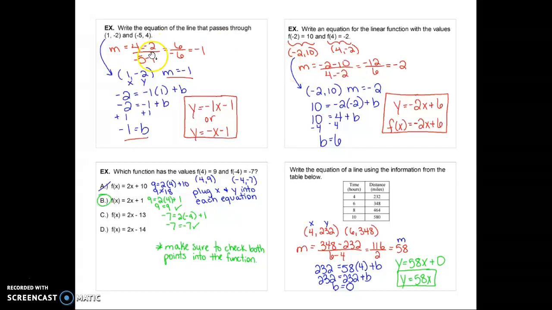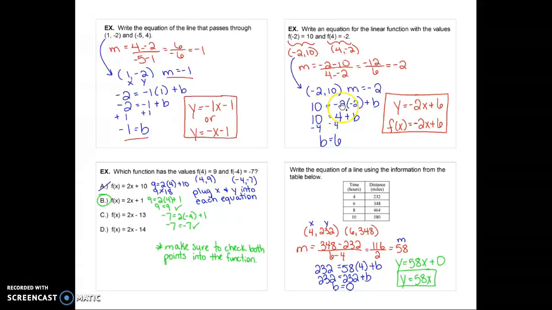Now it's exactly the same as the previous example. You have 2 points, so you need to find your slope first. Negative 2 minus 10 is a negative 12. 4 minus a negative 2 is a positive 6. Negative 12 divided by 6 is a negative 2. Now, same as the first few examples, you know your slope, and you have 2 points to pick from, so you choose one of them. I chose negative 2, 10 as my point.